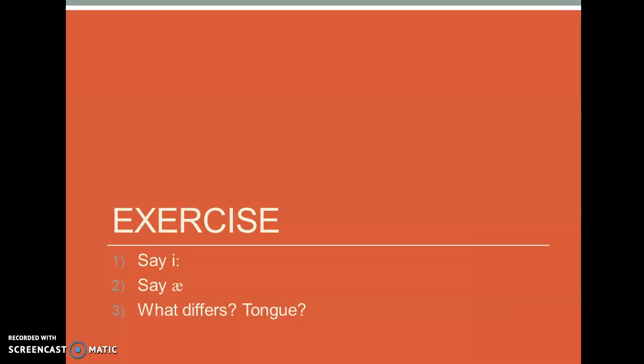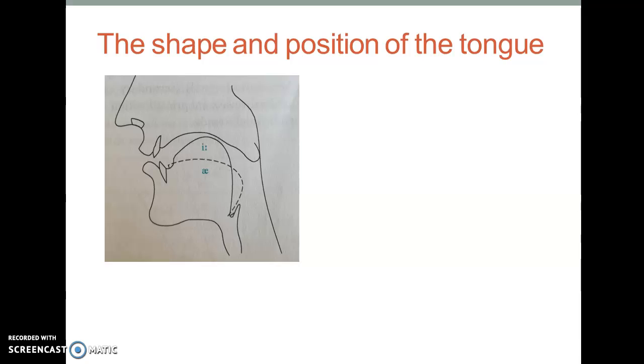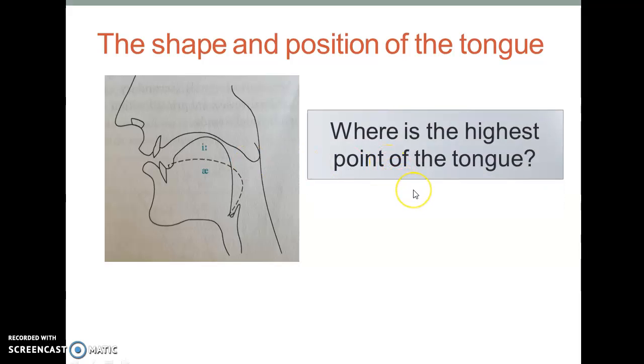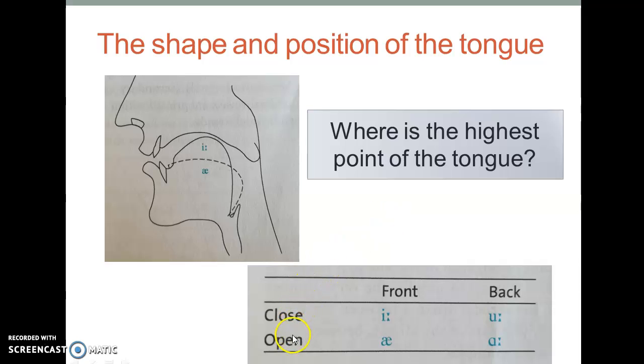Exercise. Please say E. Next, please say A. What differs? How about your tongue? The shape and position of the tongue. I will explain the height and the position, and it's using the tongue, but the height is different. Where is the highest point? Here. And I can explain close or open.